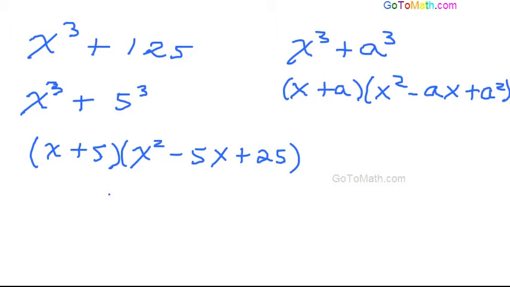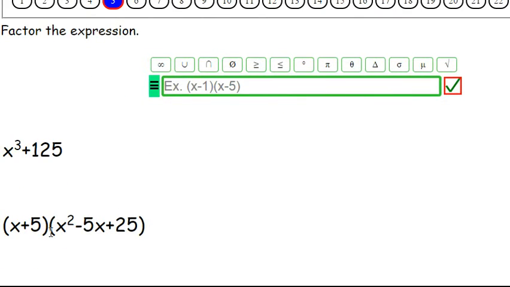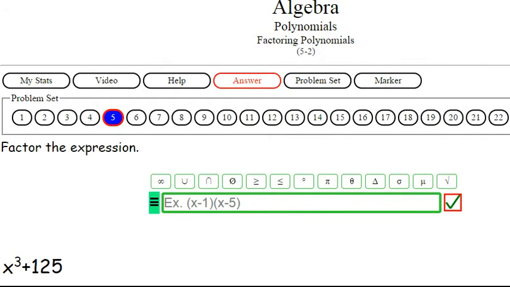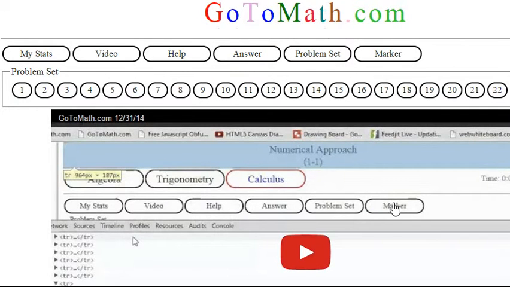Alright, where are we at? Let's go back. See what we got. So we got x plus 5, x squared minus 5x plus 25. You are definitely going to need to remember that. Alright, so over here, go2math.com, practice on factoring. See you in the next problem.